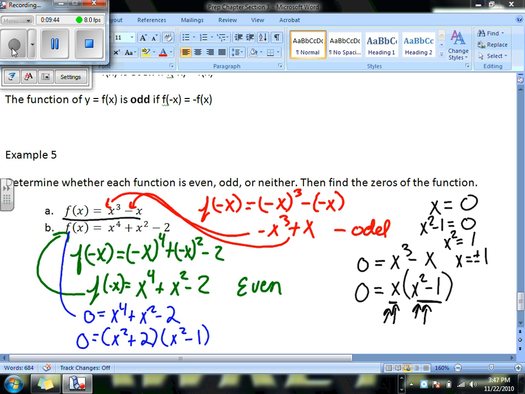If we set both of those equal to 0, we'll get x squared plus 2 equals 0. So we'll get x squared equals negative 2. x equals the square root of negative 2, which is going to be an imaginary number. Obviously, we can't use that as a zero. It's not going to cross the x-axis. And on the other hand, if we set this one equal to 0, we're going to have x squared minus 1 equals 0. Add 1 over. X squared equals 1. X equals plus or minus 1, because we take the square root of both sides. So those are the zeros of your functions.